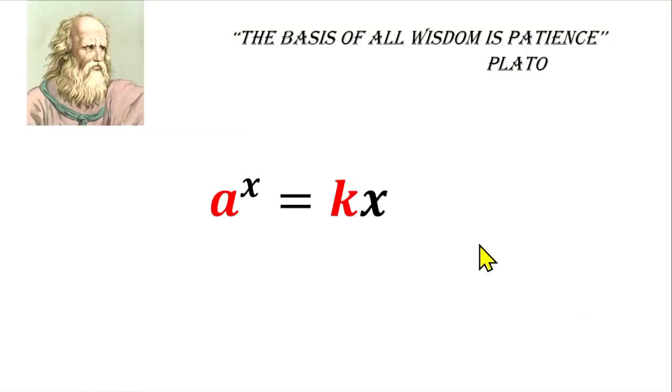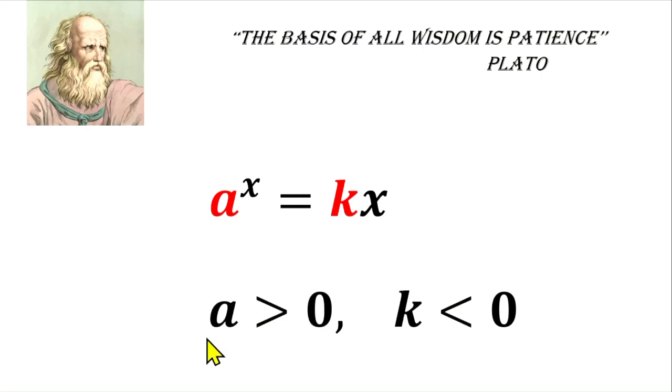In this video, we will consider this equation where a is greater than 0 and k is negative. Our goal is to find the number of real roots which this equation has at different values of parameters a and k. Why is this problem important at all?